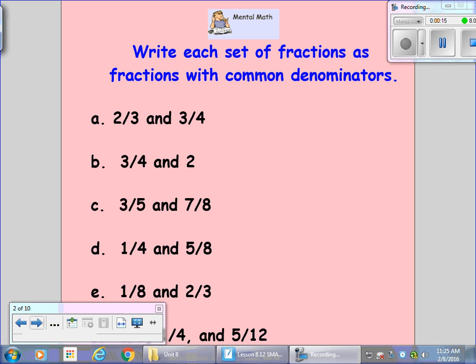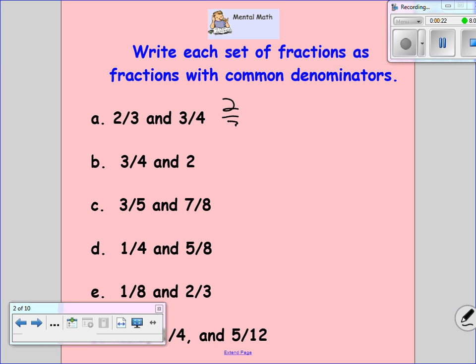We're going to write each of these fractions as fractions with common denominators. So, some easy practice here. We have 2/3 and 3/4. Common denominator: change these both into 12. Times 4, 2 times 4 gives me 8. Times 3, 3 times 3 gives me 9. Those are my fractions with common denominators.